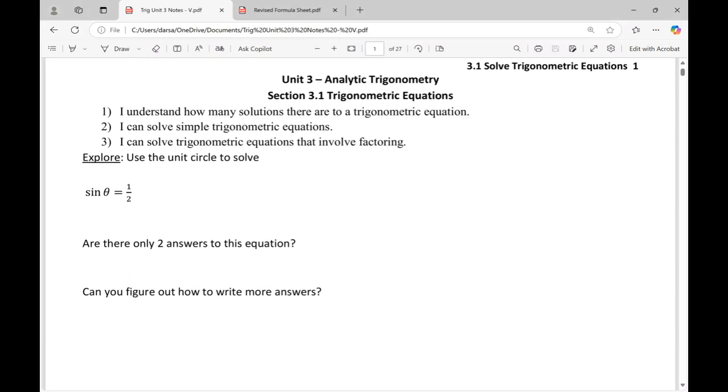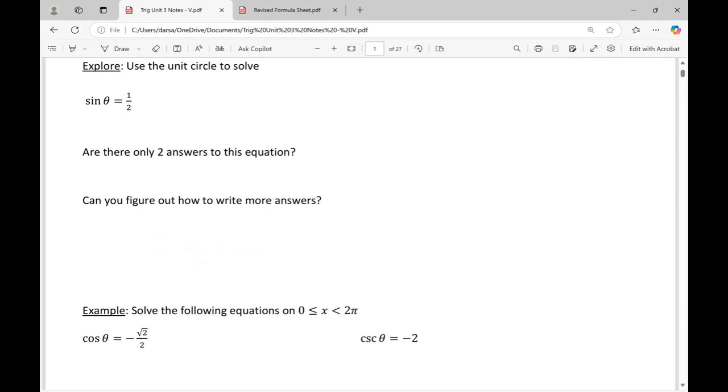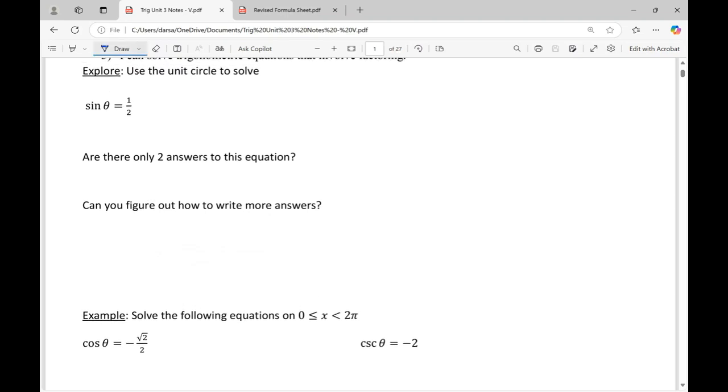What if I gave you the equation sine of theta is equal to 1/2? If I gave you this equation and said, I want you to solve this. Okay, what does that mean? It means I want you to find the angle theta, where when I take the sine of it, I get 1/2. That's what solving an equation means.